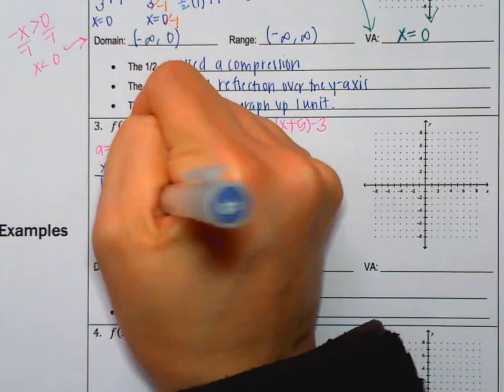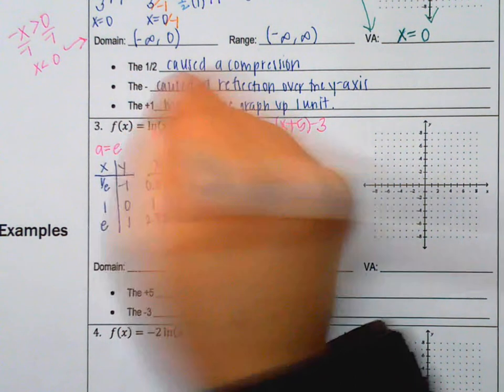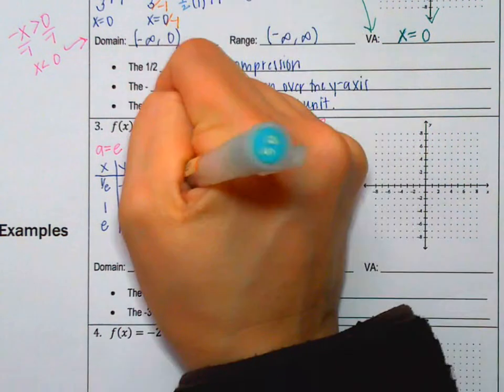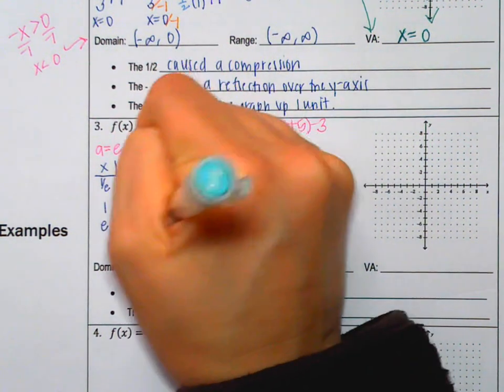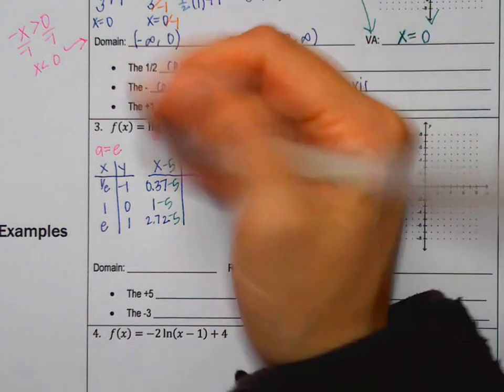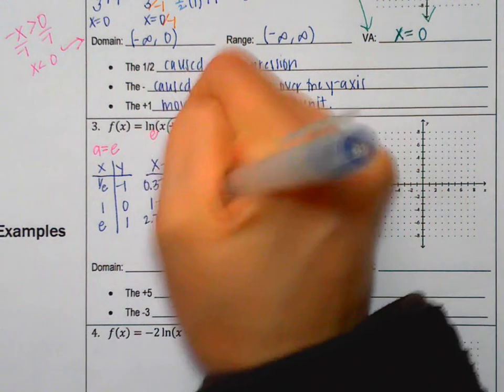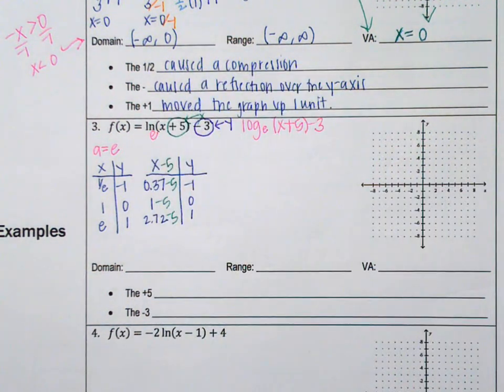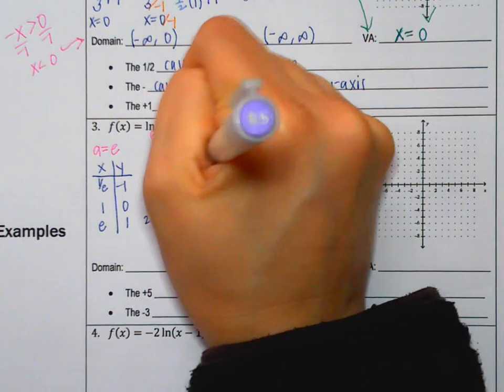And then 1, and then we know e is 2.72. So to all of those, I'm going to subtract 5. And then to all of my y values, so to -1, 0, and 1, for y we do the same operation. I'm going to subtract 3.